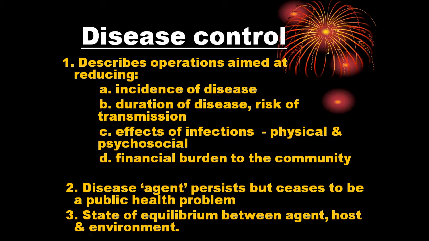Okay, and we have effects of infections and financial burden to the community. Obviously, when we have operations aimed at reducing disease, we have financial burden. Disease agent, which persists but ceases to be a public health problem. Soon we will, I wish, God is kind, and we will have the COVID agent around us, the coronavirus, but it ceases to be a public health problem. Right now, it's a major, major public health problem. So therefore, we have the agent all around us, like malaria agent, tuberculosis agent, or leprosy agent, but they are not that much of a public health problem all over the globe. I hope you understand. And there should be a state of equilibrium between the agent, host, and environment.